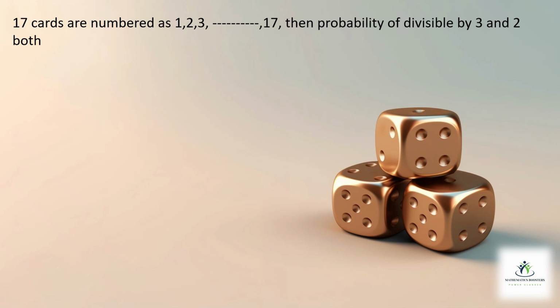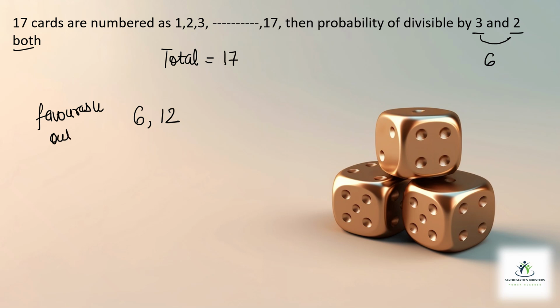Next, 17 cards. So total number of cards हमारे हो गए 17. Divisible by 3 and 2. 3 and 2 means जो भी number 6 से divisible होगा वो 3 से भी होगा और 2 से भी होगा. So we will check how many numbers are divisible by 6. So we have favorable 6 and 12. This is our favorable outcome. So in total we have 2 numbers which are in our favor. Hence the probability of the event is 2 by 17.